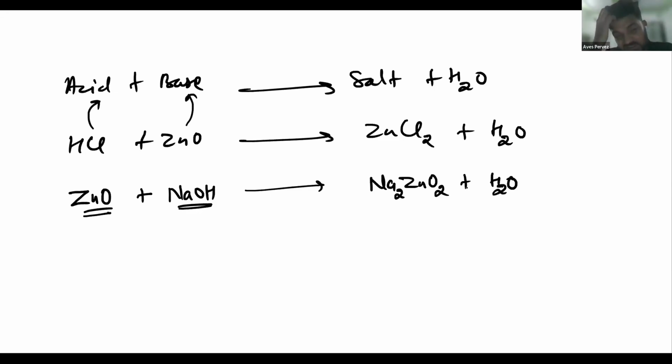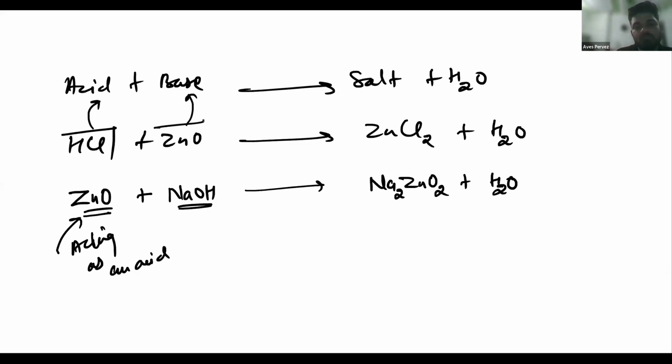Now can you notice what the nature of zinc oxide is when it is reacting with a base? It is acting as an acid. And here, when reacting with the acid, it is acting as a base. Got it? Yes, sir. Okay.